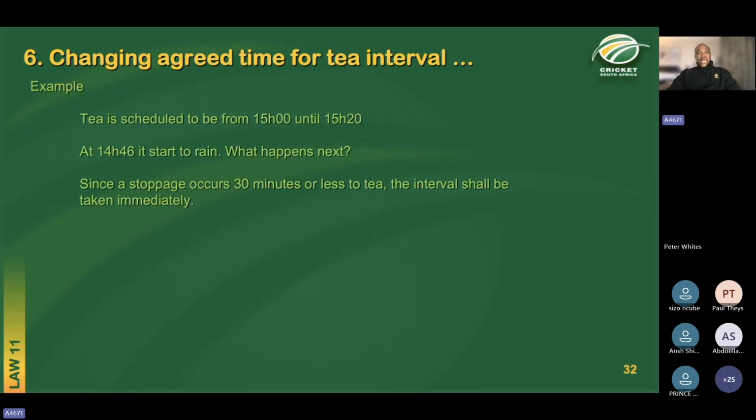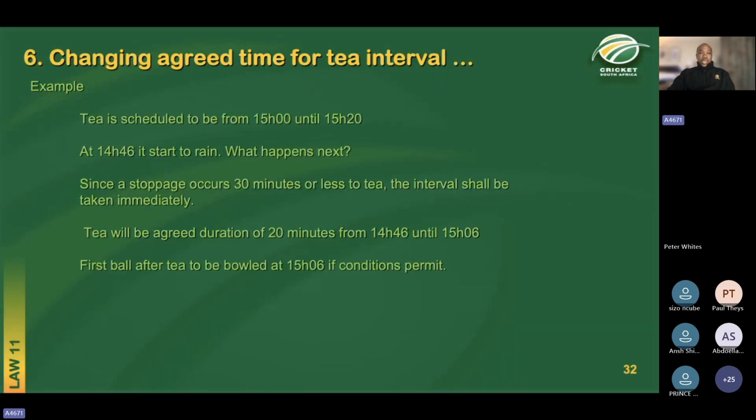So because the stoppage occurs with 30 minutes or less before tea, the interval shall be taken immediately. It shall be of the agreed duration of 20 minutes. So it will start at 14:46 when we go off for rain, and it will end at 15:06. First ball after tea, weather and light permitting, to be bowled at 15:06.